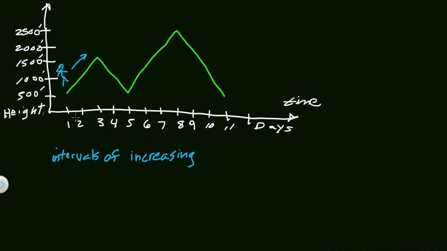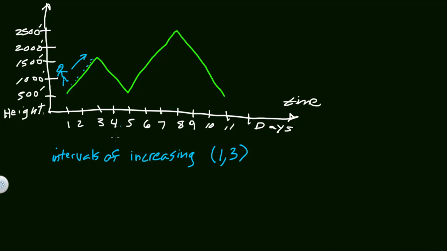So you would say he's going uphill from 1 day to 3 days. So as he travels along here, he's going uphill. So 1 to 3. And we're going to use interval notation. So we're going to put that in parentheses because once we stop at 3, he's no longer going uphill or downhill. He's kind of in between.